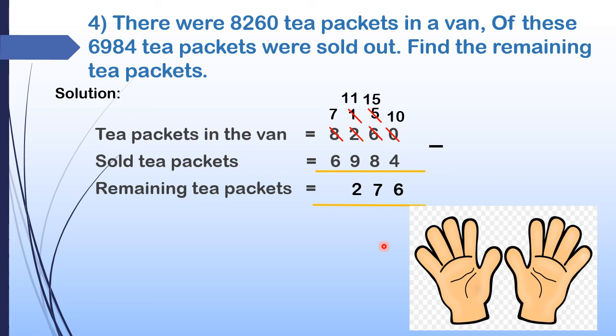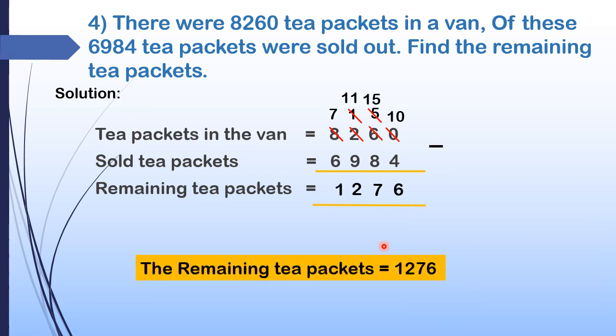7 minus 6. What is 7 minus 6? It is 1. So the remaining tea packets is equal to 1,276.